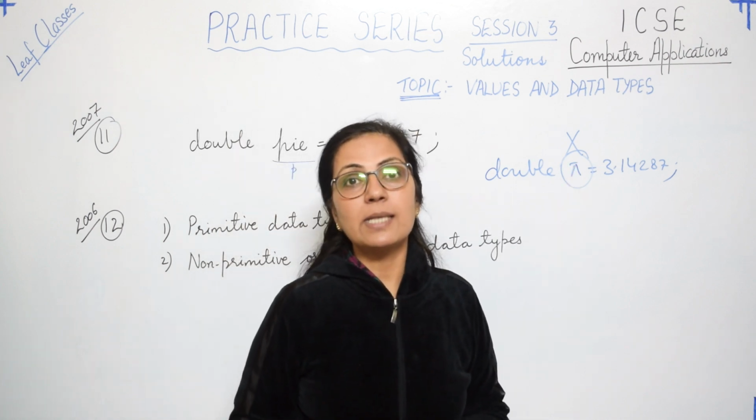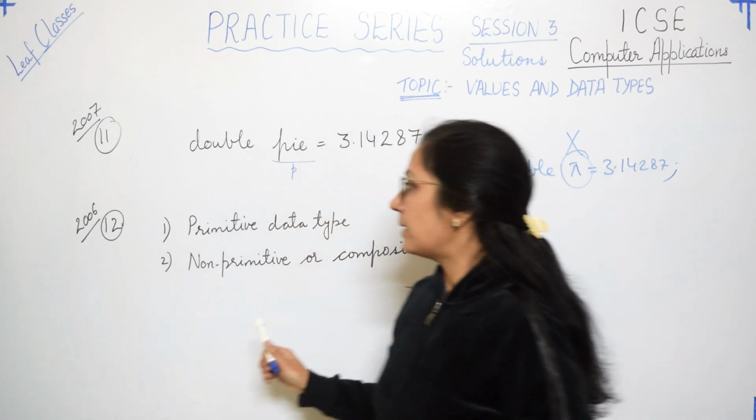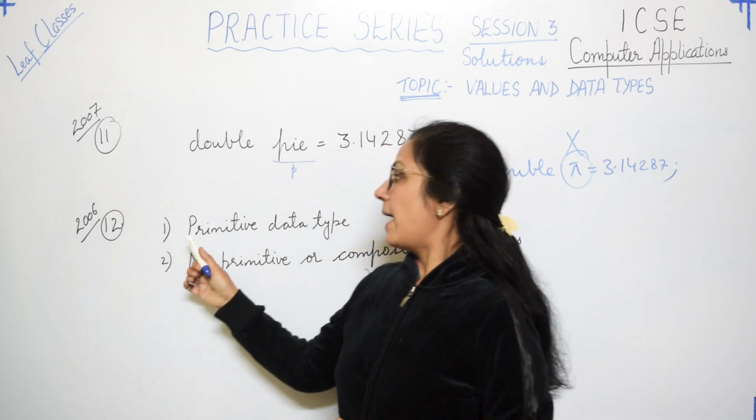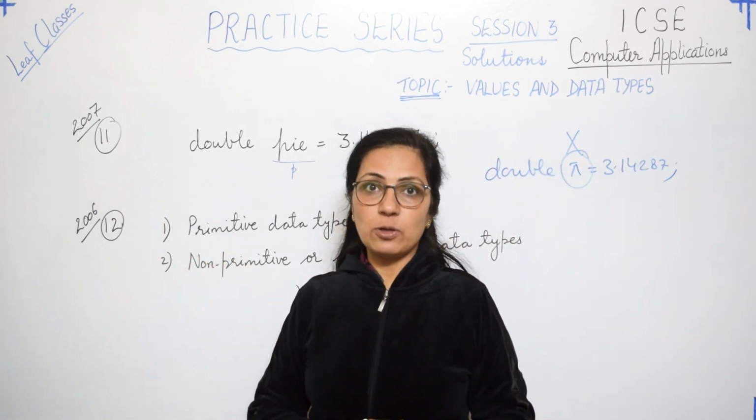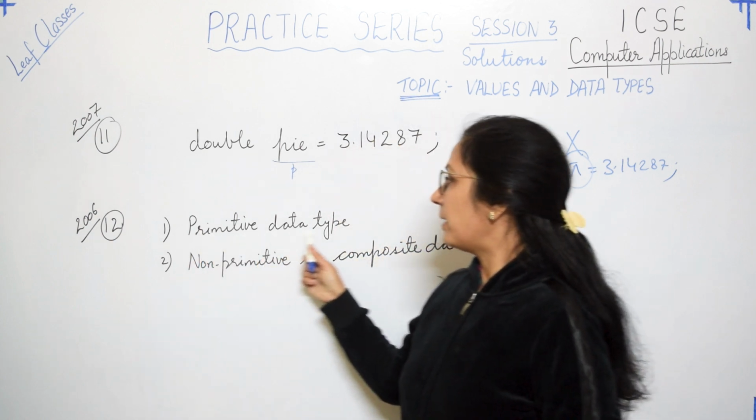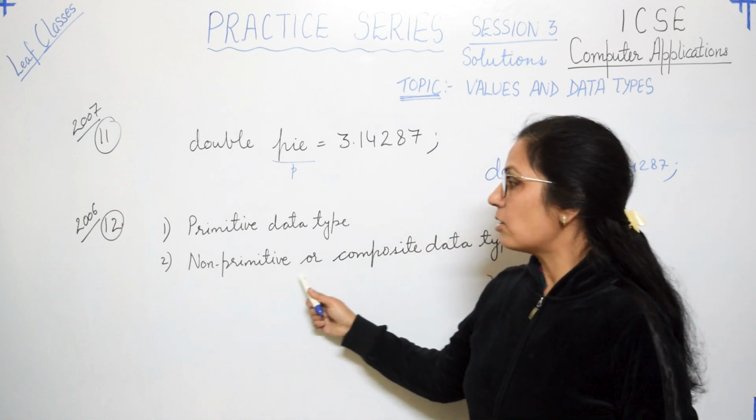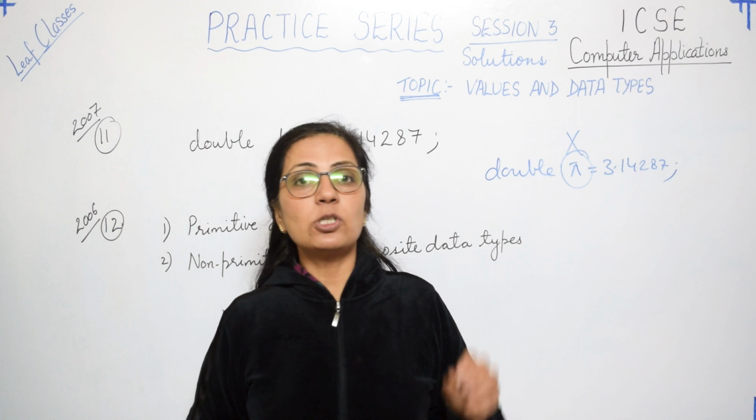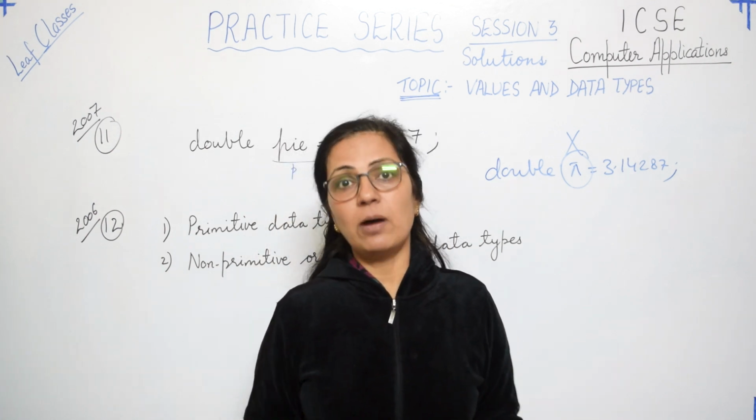So these small things are there which you have to take care of, right? Then question number 12 is there, which is of year 2006, and it says name any two data types. Give two data types of Java. So here we have primitive data type, or you can say basic data type, and the second one is non-primitive or composite or derived data type. Very simple questions are asked in exam, so just prepare your basics and you are done with your preparation.